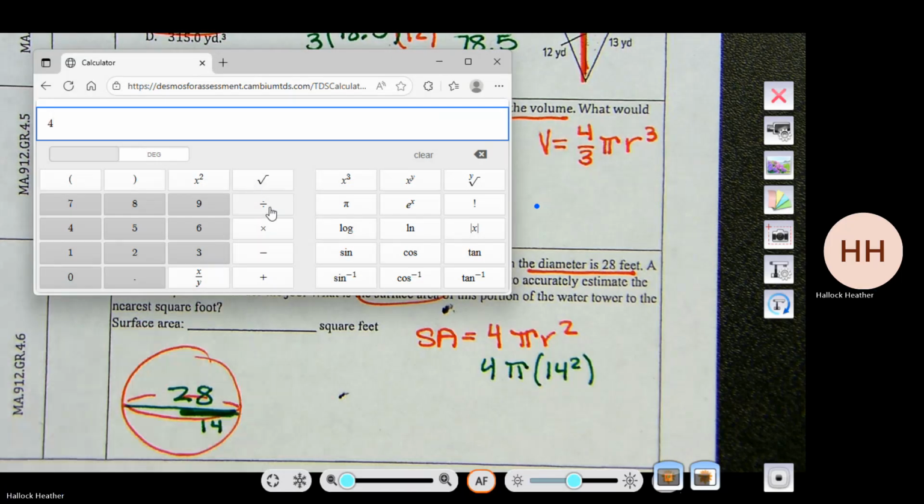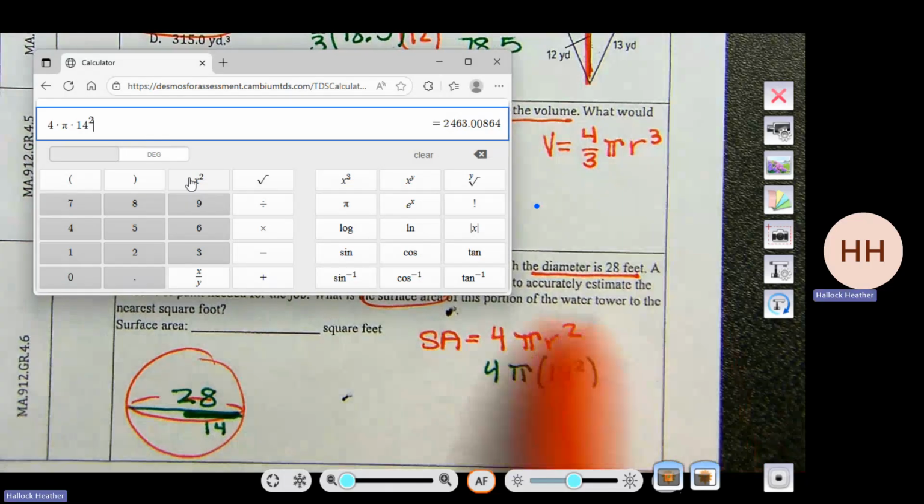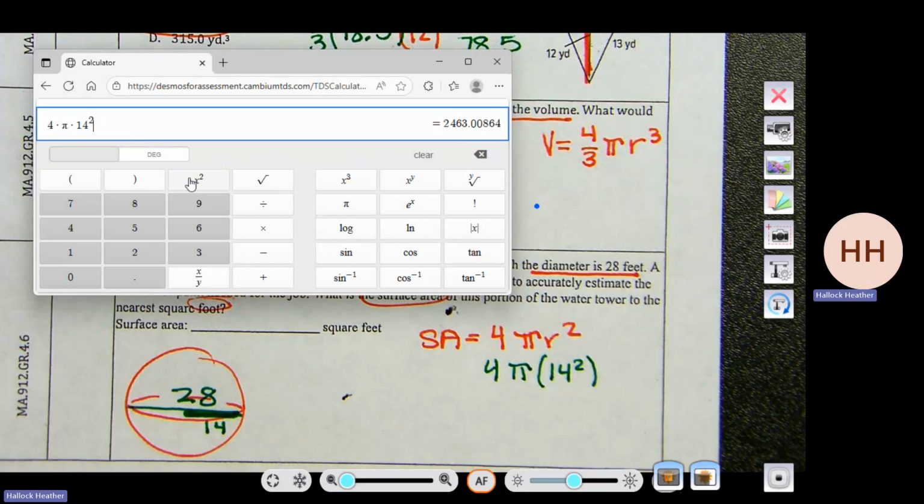Four times pi times 14 squared. So 2,000. And it says to the nearest foot, so we're rounding to the nearest whole number. So 2,000 and 63.